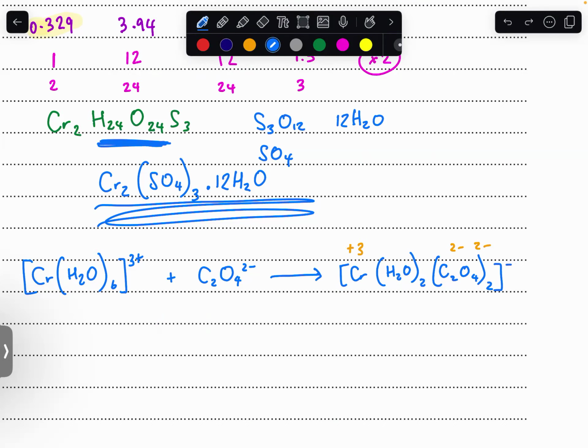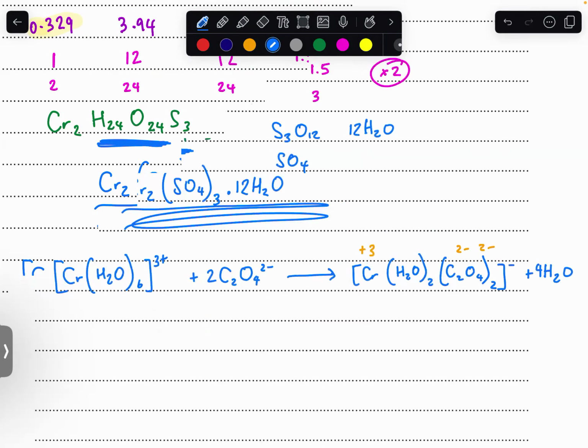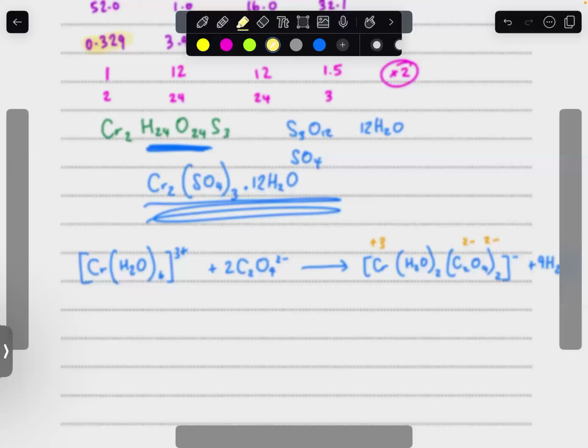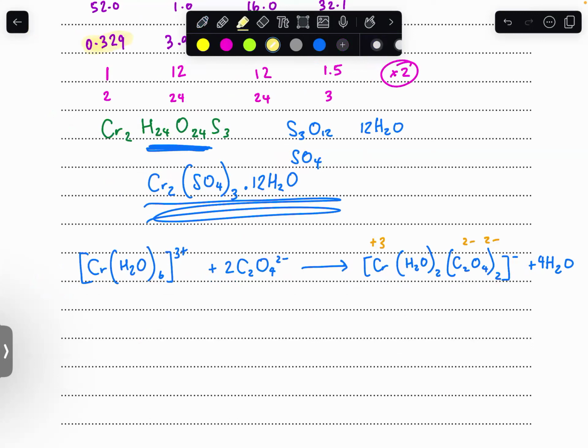And you've got the 4 water molecules that are going to be given off. And to balance, you put a 2 there. You have your ionic equation for ligand substitution, because you are swapping the water molecules for the ethane dioate ions.